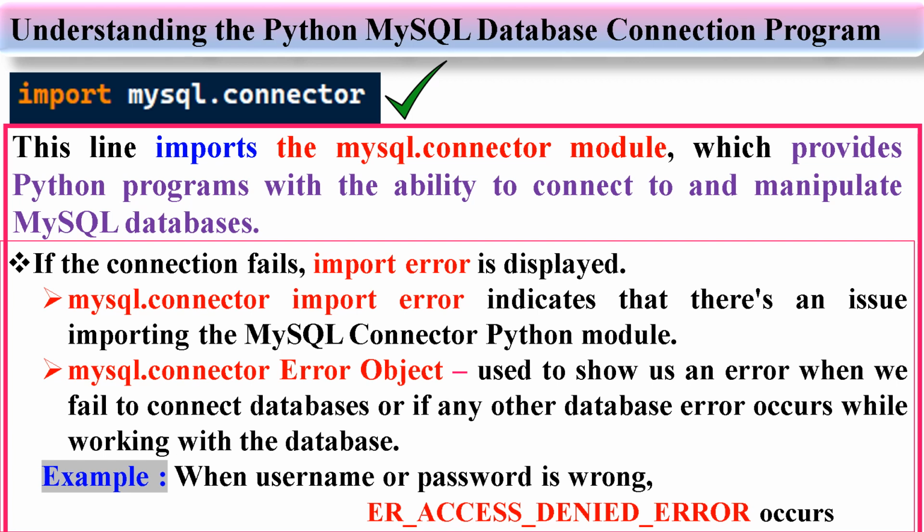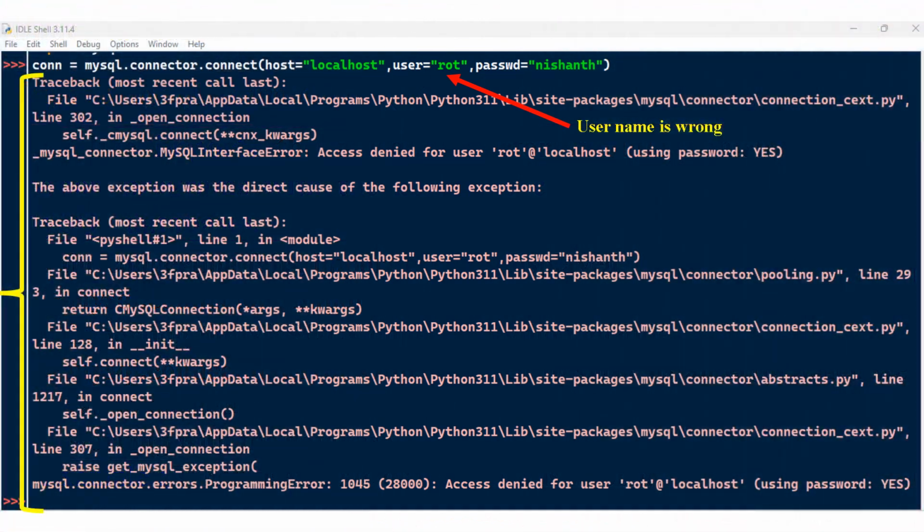MySQL.connector error object is used to show us an error when we fail to connect databases or if any other database error occurs while working with the database. For example, when username or password is wrong, access_denied_error occurs. Let's see this practically. Here we have typed the username wrong. Instead of root, it's typed as rot. When pressed Enter key, you can see the error message below. This is the specific error message returned by the MySQL server. It states that the user rot is being denied access from the host localhost using the provided password.